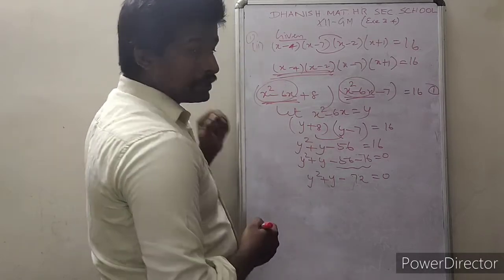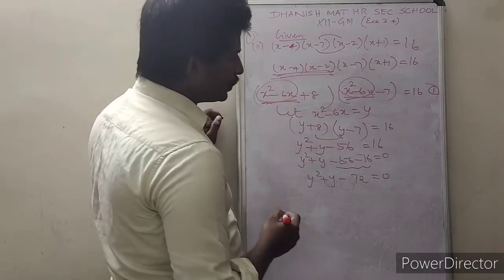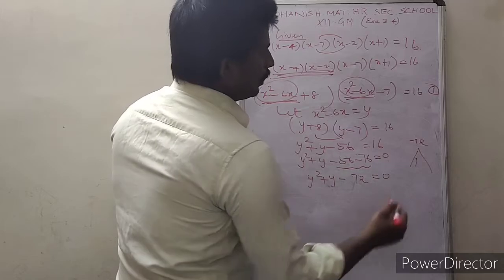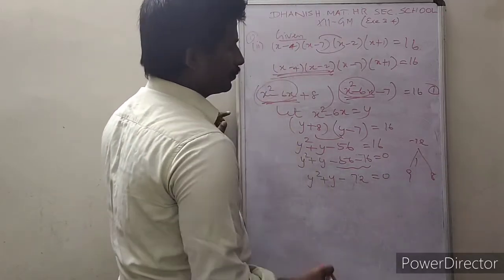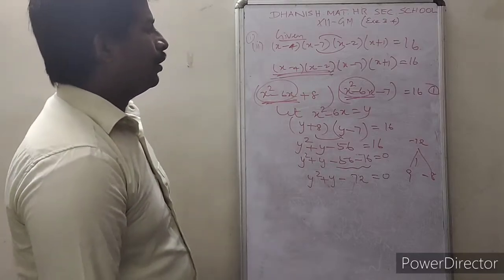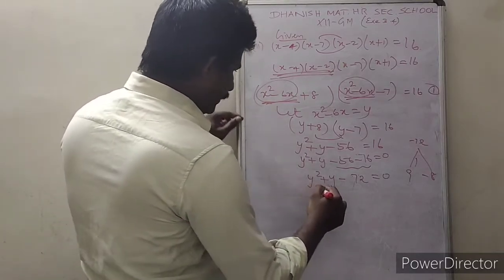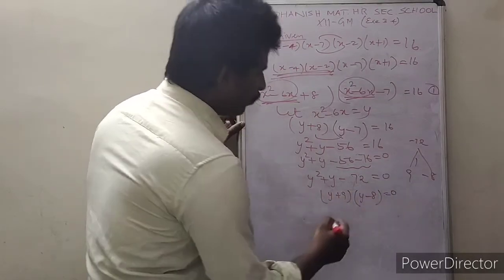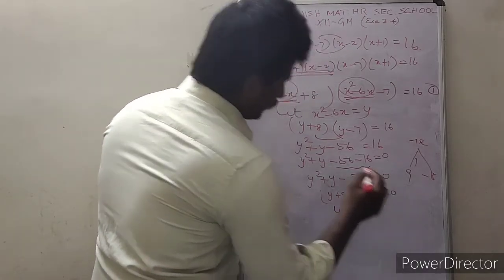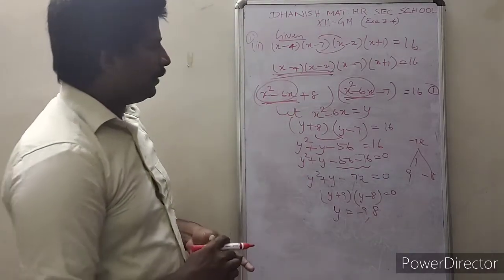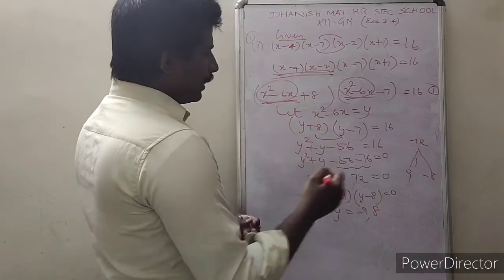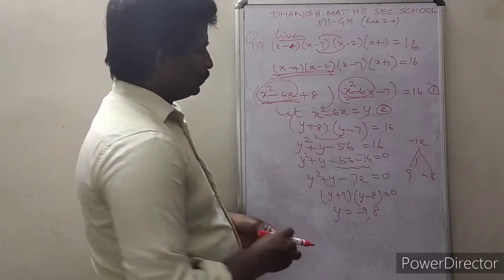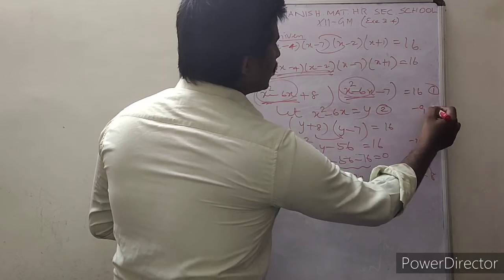Now I'm going to factorize this by using the splitting the middle term concept. So our multiplicative factor is minus 72, our additive factor is plus 1. So here we'll have 9 minus 8. So our factors will be y plus 9 into y minus 8 equal to 0. So our y values are minus 9 and 8. Now I'm going to substitute y as minus 9 and 8 in equation 1.